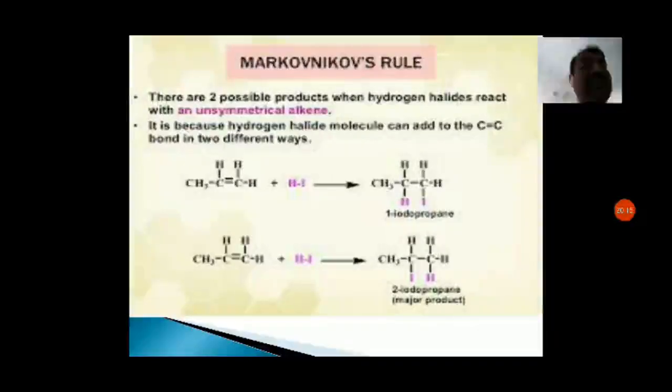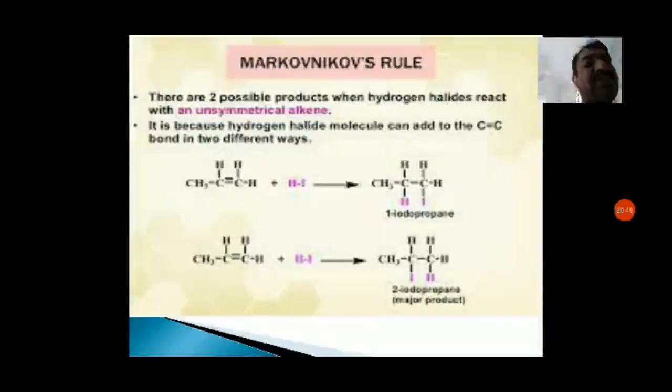But according to Markovnikov's rule, this addition takes place in such a way that the negative part of the reagent, the hydrogen halide, which is I minus here, goes to that carbon atom which contains fewer hydrogen atoms. That means iodine I minus will go to this carbon atom. Which carbon atom? The left hand side carbon atom, because it contains fewer hydrogen atoms.